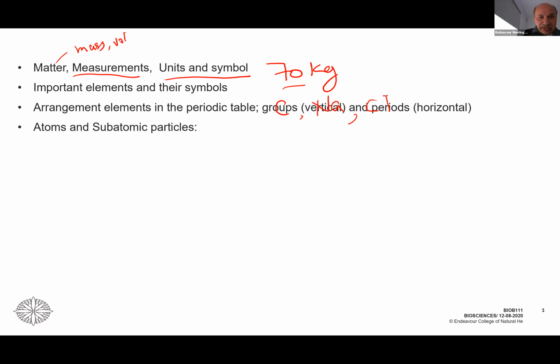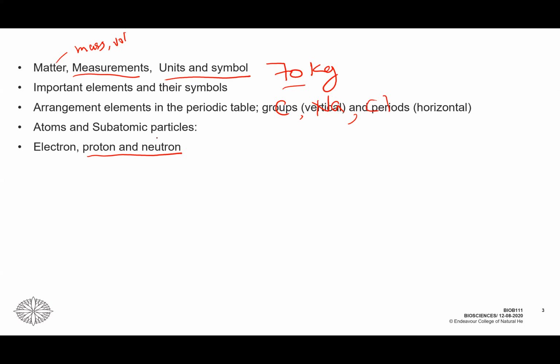Elements are made up of atoms. Atoms are made up of subatomic particles. The subatomic particles are electrons, protons, and neutrons. Where do we find the electrons? You can unmute. People can talk. In the shell. Electrons are found in the shell, orbiting the nucleus. And protons and neutrons are in the nucleus.